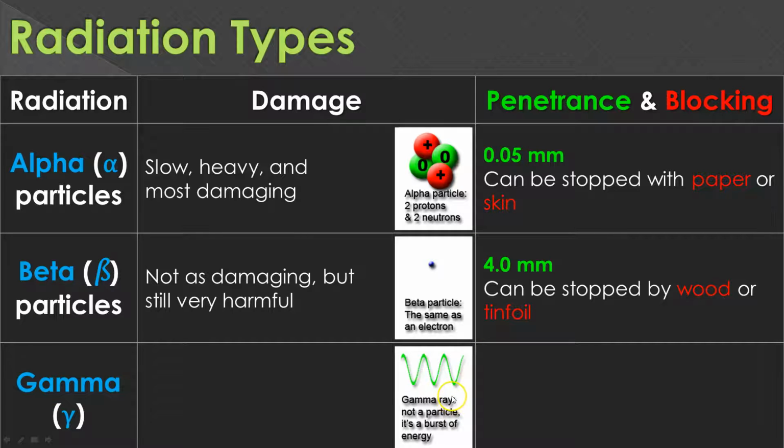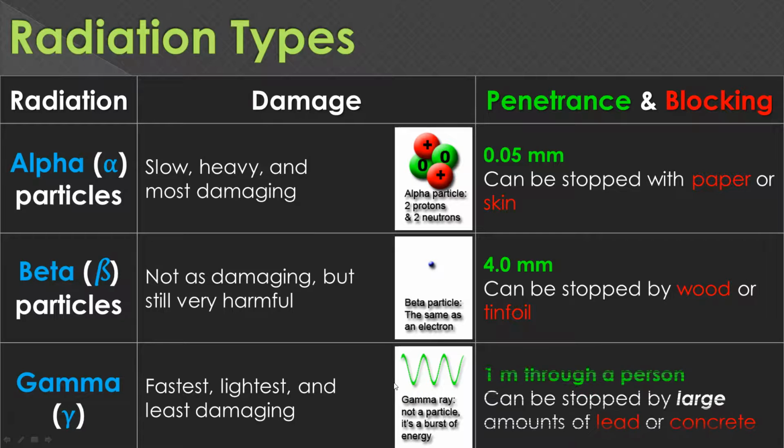And then there's gamma radiation. It's not a particle, but it is a burst of very, very high energy waves. These are the fastest, these are the lightest, but these are also the least damaging. They can go over a meter through a person. You can stop those, but you need large amounts of either lead or concrete. When you're worried about radiation coming off of a nuclear reactor, the alpha and the beta particles aren't what you really need to worry about.